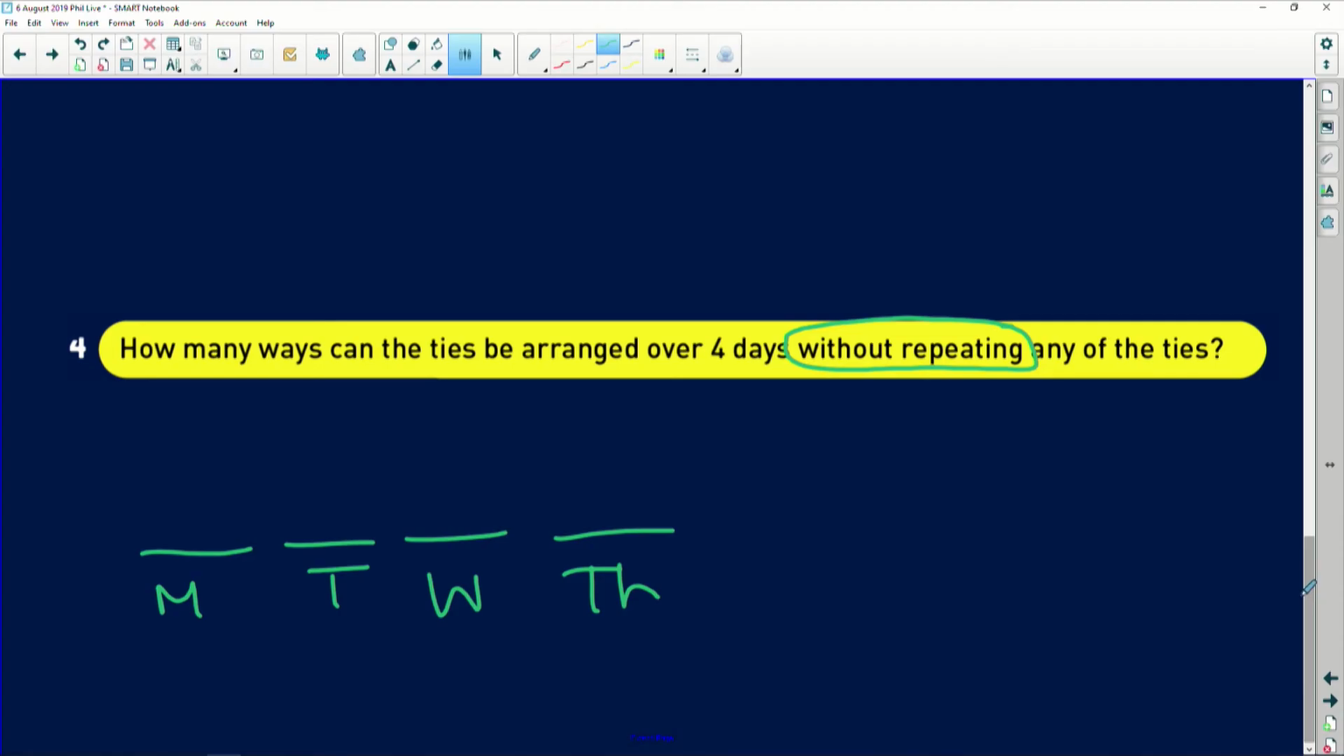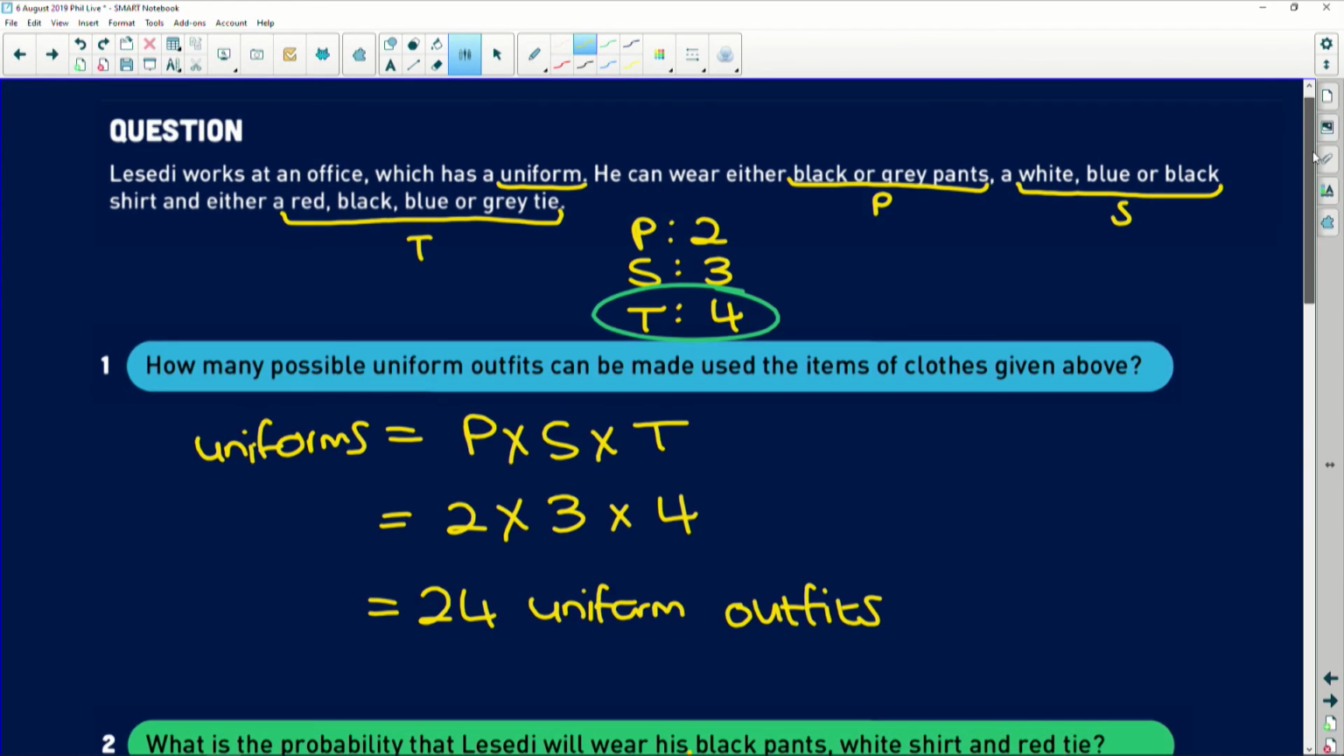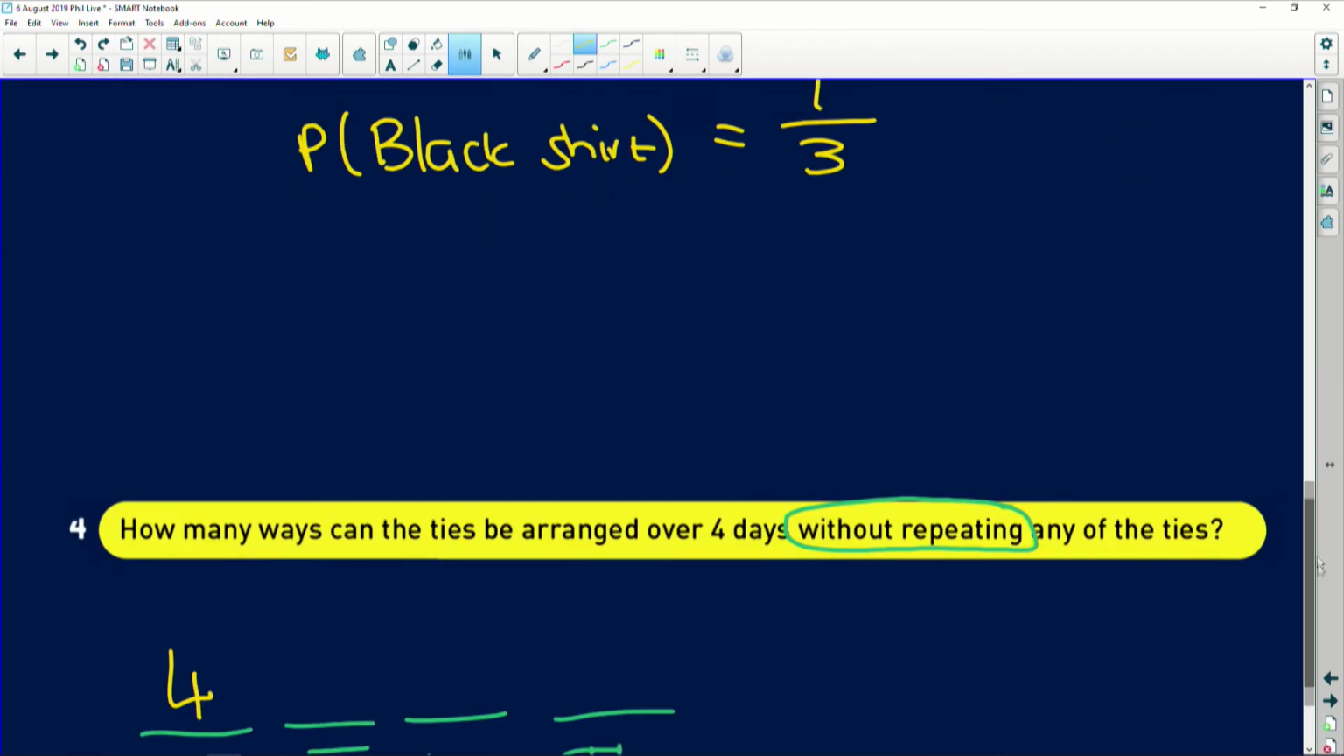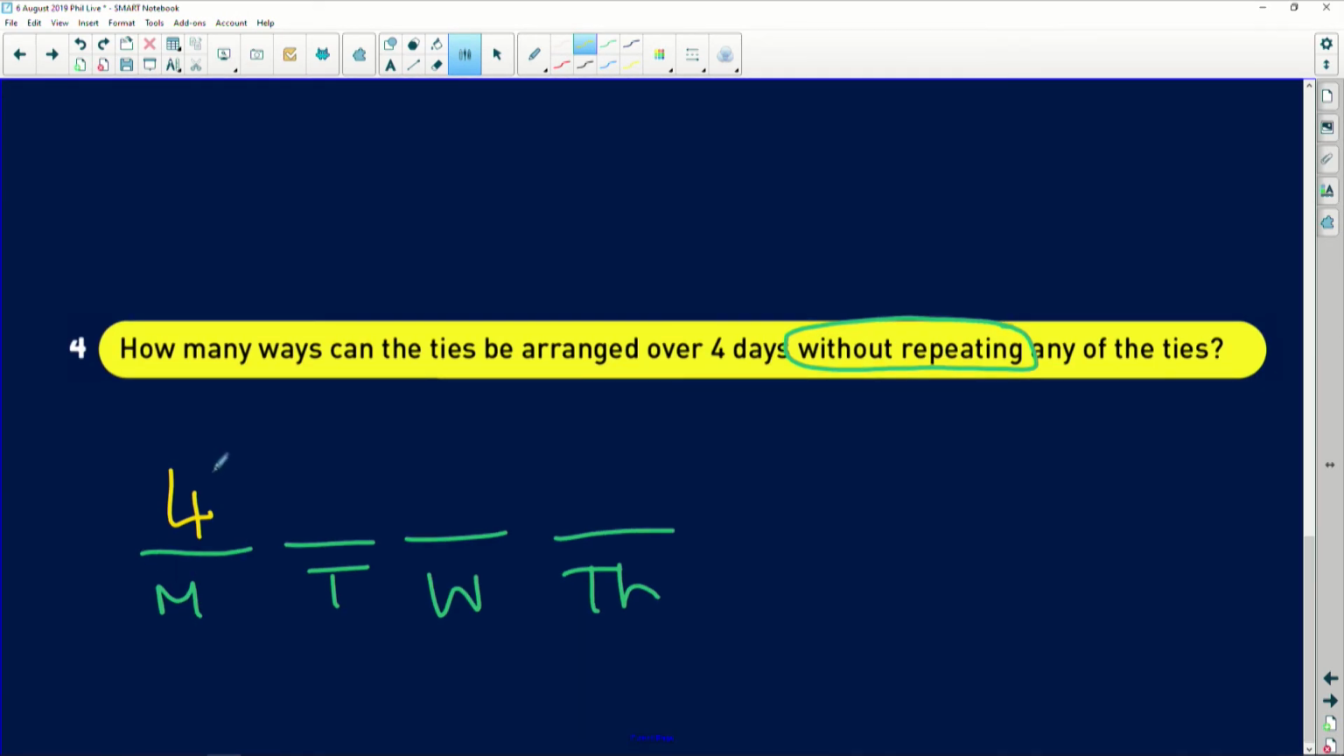Okay, so what you would do to map that out, obviously he has 4 options to choose from on the Monday. He's got his, let me double check the colors, red, black, blue, or gray tie. So he can choose any of the 4. So let's say he chooses the red one. He cannot use the red one over the rest of the days. So on Tuesday, he only has 3 options to choose from. Wednesday, he only has 2 because he's already chosen 2 for the first 2 days. And lastly, he only has 1 option left on Thursday because he's not allowed to repeat any of the ties.